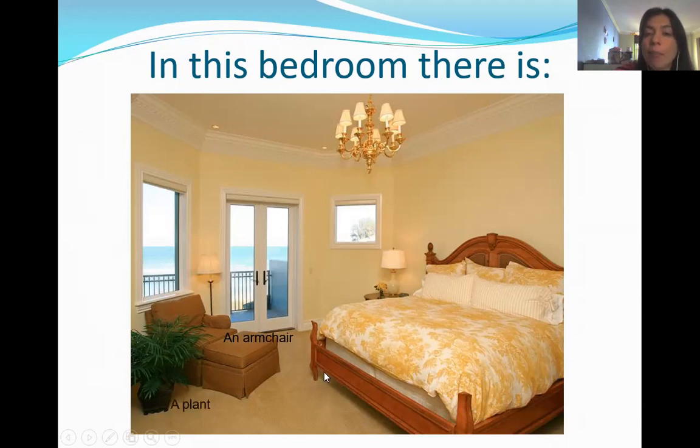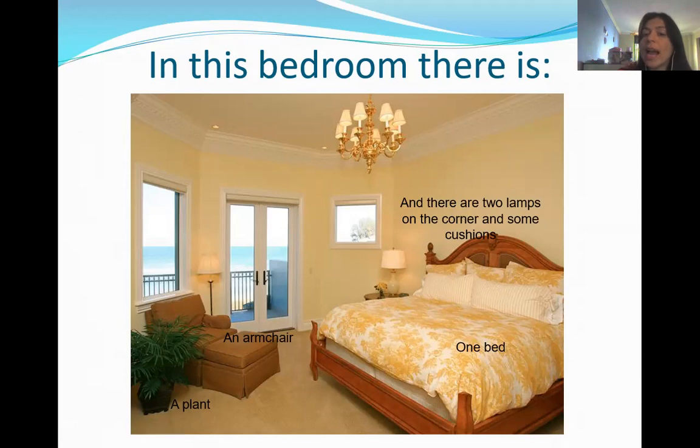There is a plant. Hay una planta, solo una. There is a plant. Put more. There is one bed. Hay una cama. There is one bed and there are 2 lamps on the corner and some cushions. ¿Ya? Bien, aquí tenemos que hacer ya una oración más completa, ¿sí? Decimos que hay una cama. There is one bed.